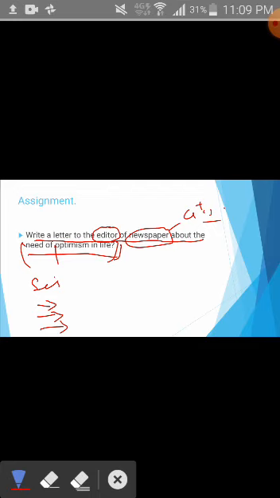In the next lecture, inshallah, we will do a bit more practice. You have to write this question as your assignment, right? And you have to show it to me.